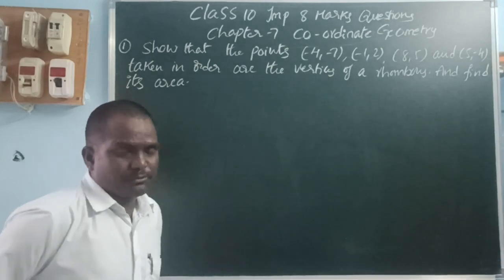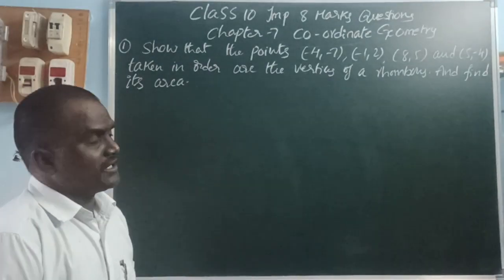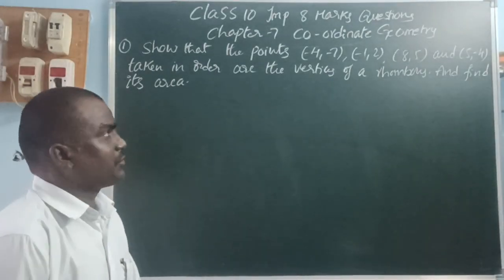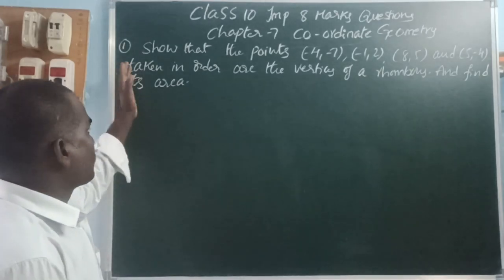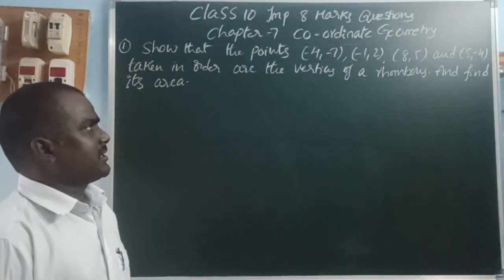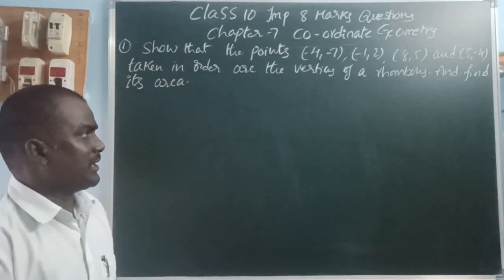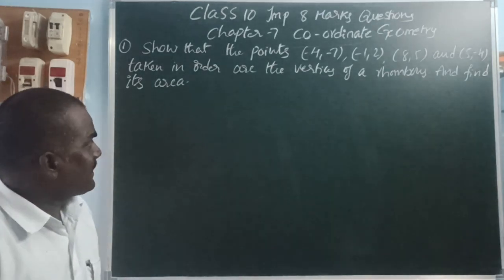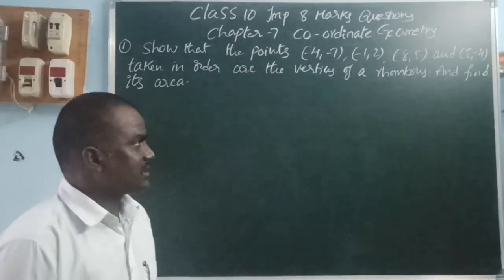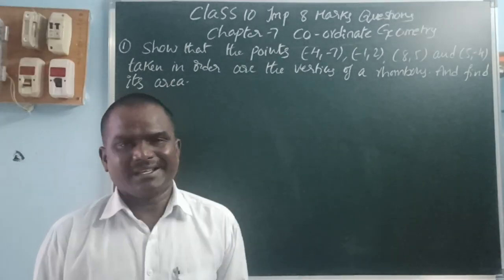In this video, I am going to explain important 8 mark questions from class 10, chapter 7, coordinate geometry. Okay, first question. Show that the points (-4, -7), (-1, 2), (8, 5) and (5, -4) taken in order are the vertices of a rhombus and find its area.